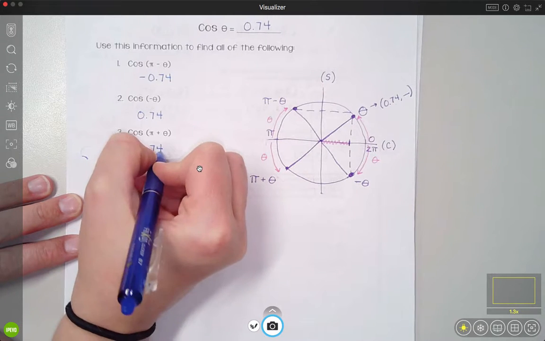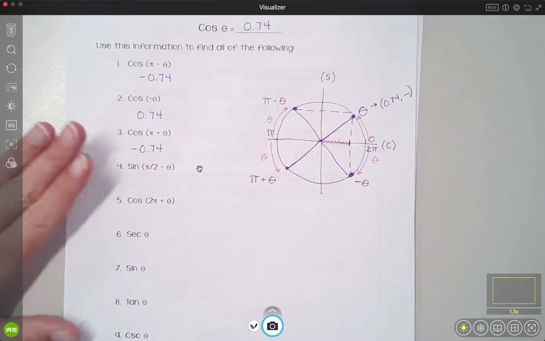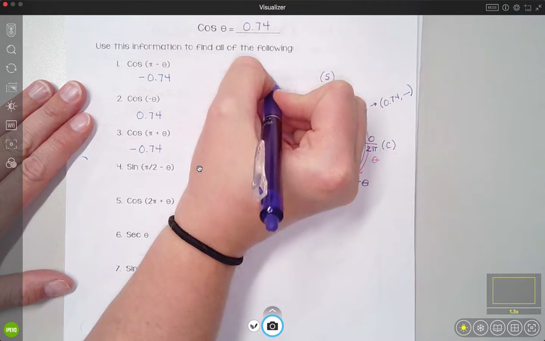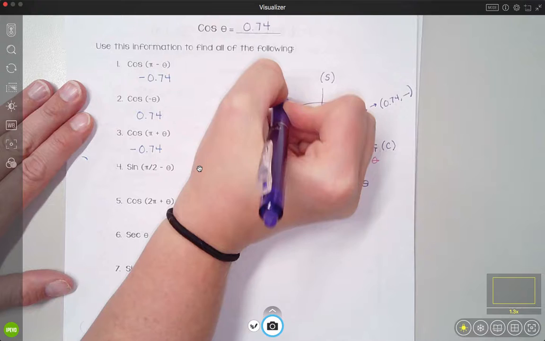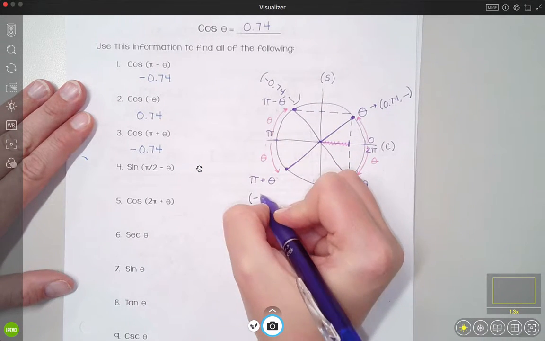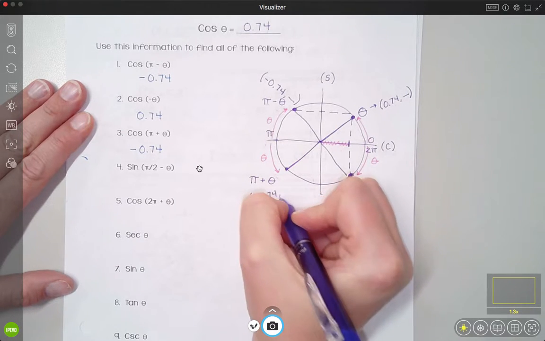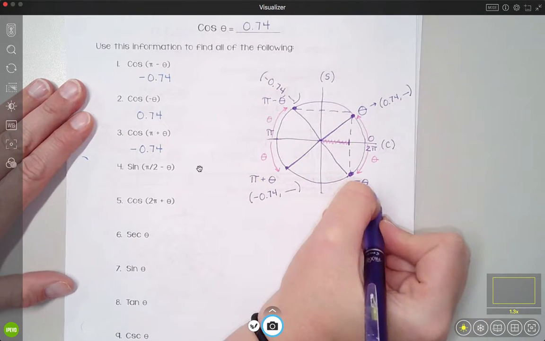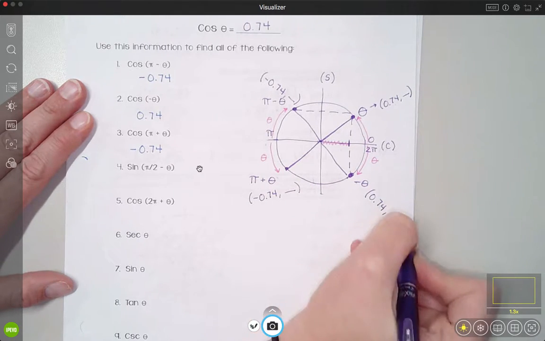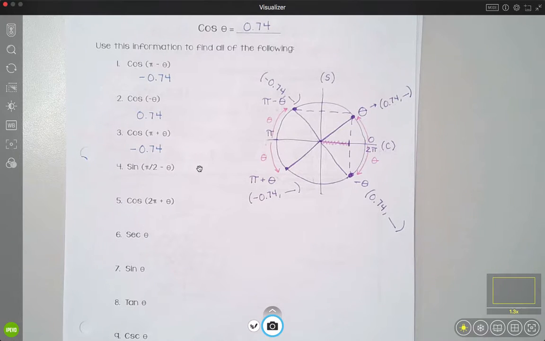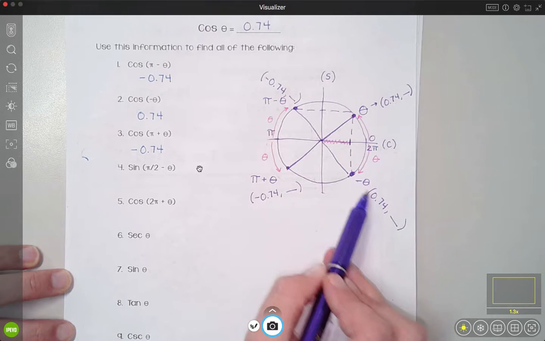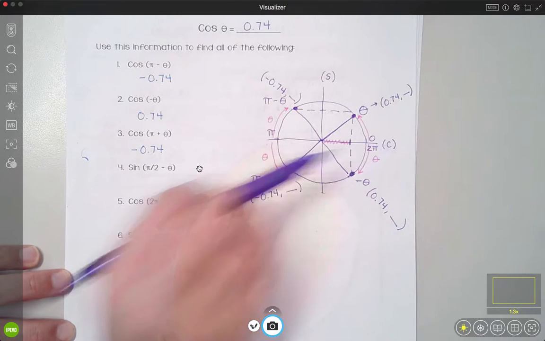Okay. So before I go any farther, let me just jot down what we just found here. At pi minus theta, we would be at negative 0.74, and then we have some sine value. At pi plus theta, we'd be at negative 0.74, and we'd have some sine value. And at negative theta, we'd be at positive 0.74, and we'd have some sine value. Okay? So negative, negative, because this half of the graph is negative. Positive, positive, because this half of the graph is positive.